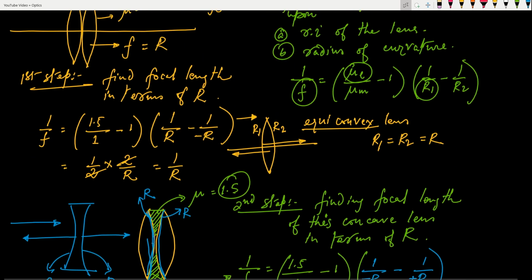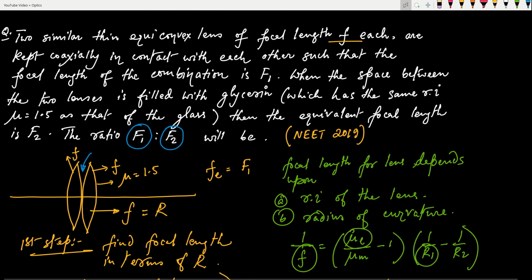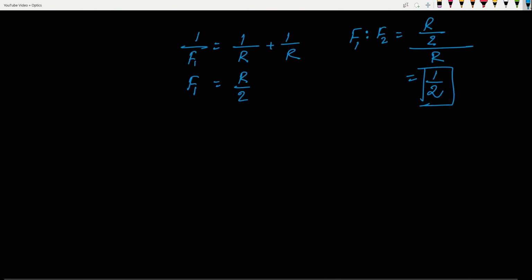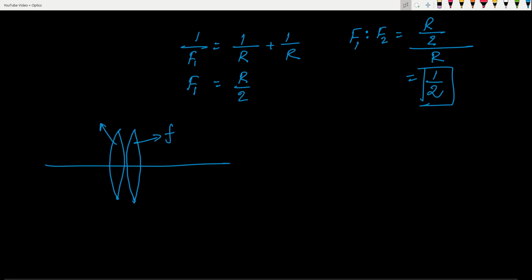But since this was asked in NEET, and we know in NEET most of the questions can be solved within 1 minute, how to solve this question in 1 minute? Let's understand that. Okay, so let's see. If you analyze, this is our convex lens, having focal length f, and this will have focal length f.